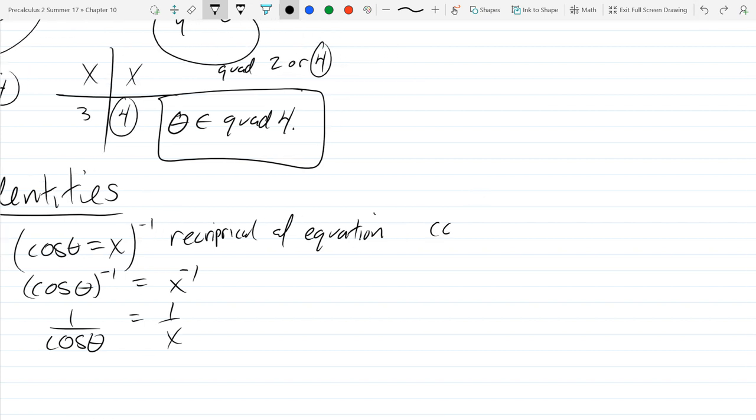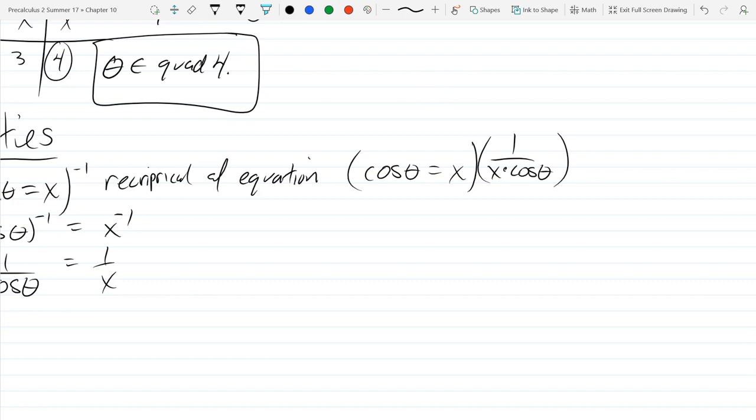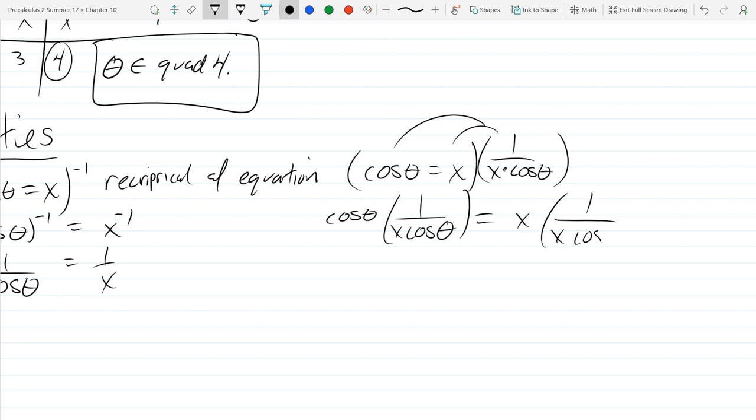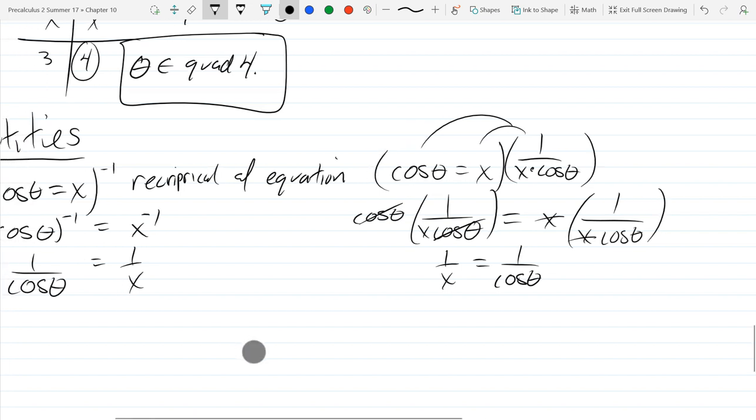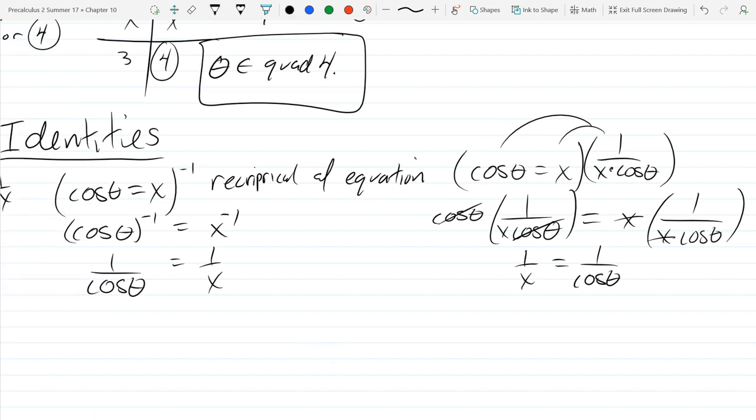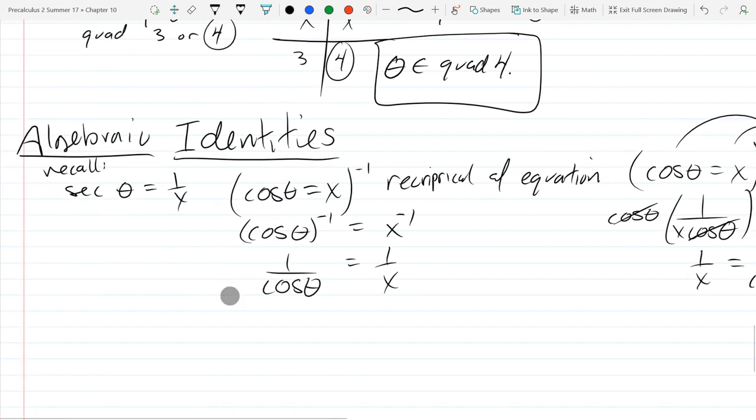Another way to do this, cos theta equals x, you could multiply by 1 over x times cos theta. I guess you would call this cross dividing, sort of like cross multiplying. Now you need to multiply both sides by this. So cos theta cancels cos theta, we got 1 over x equals x cancels the other x, we got 1 over cos theta. So if you want to accomplish the same thing with just multiplication, you got it right there. So either way, cos theta is 1 over x.